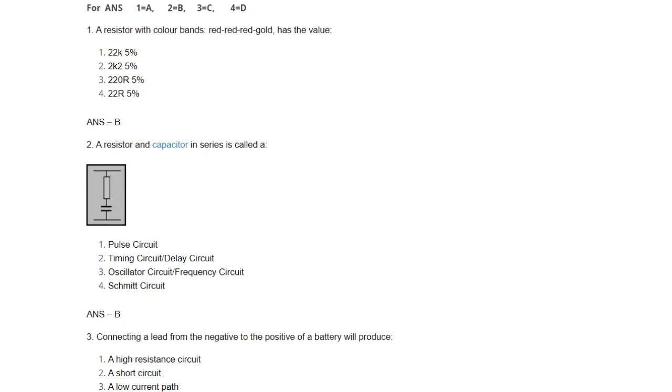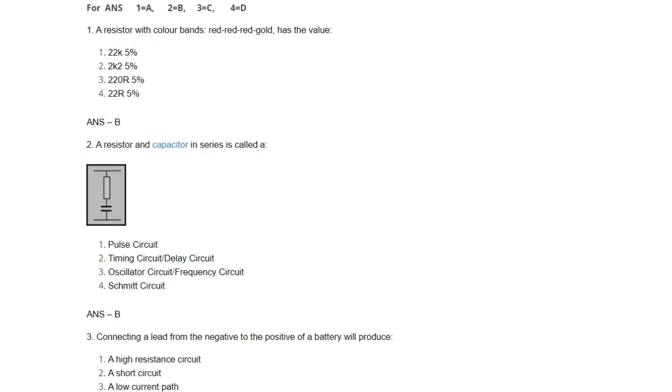Welcome students. Today we are going to see some important MCQs of basic electronics. The course code is 22225. It is for the computer technology or computer group diploma, second semester.